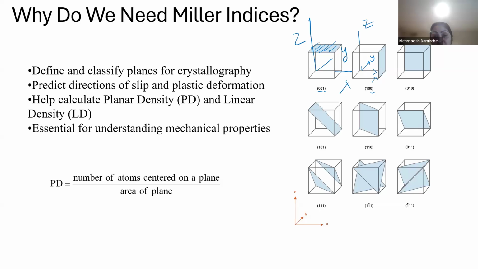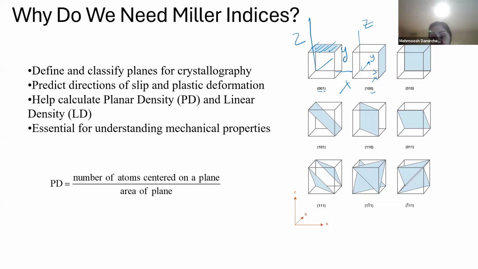Why? Because in XRD we need plane crystallography, for slip, dislocations, and plastic deformation we need it, and many mechanical properties relate to Miller indices and planar crystallography. And what is PD that we need for slip or dislocation? It is the number of atoms in one plane divided by the area of the plane.